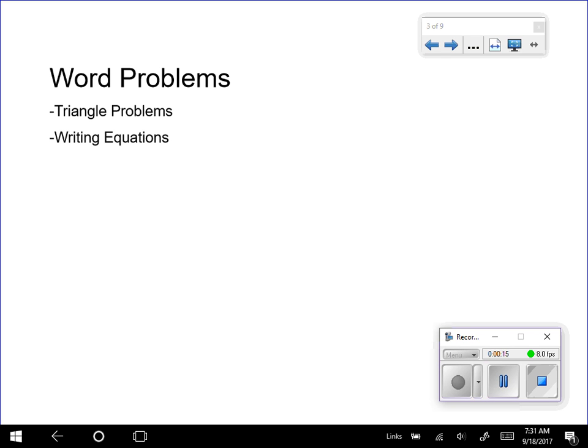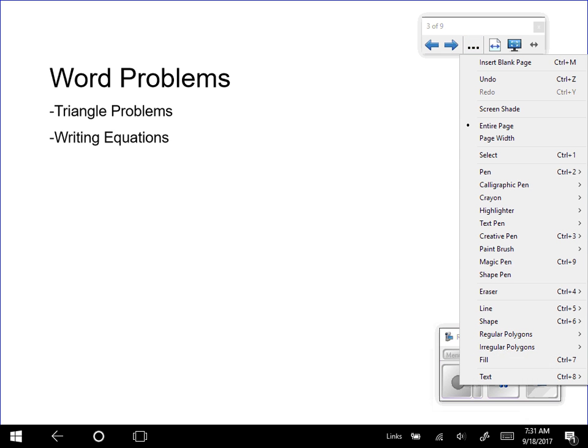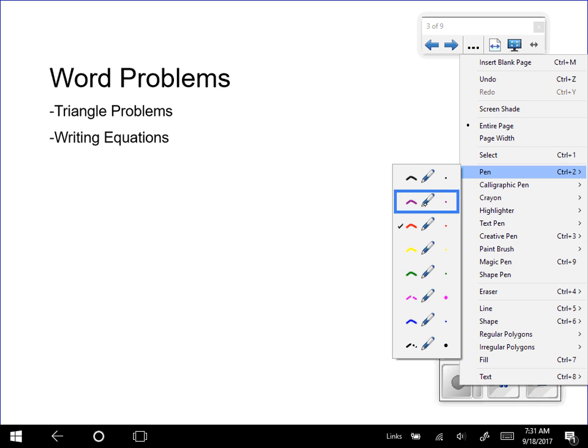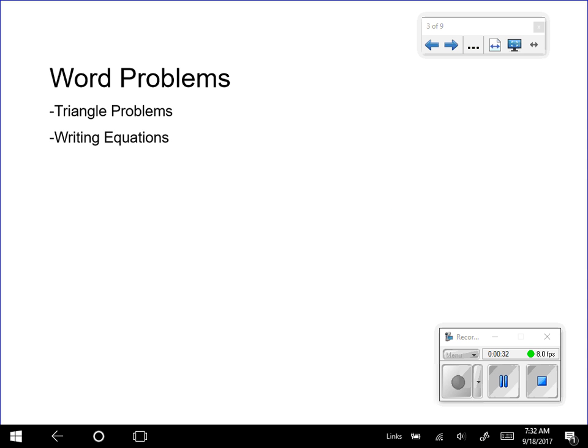We're also going to look at some triangle problems, maybe even some other types of figures similar to those triangle problems. We've already done some of those. And then we are also going to look at writing equations from a sentence. So there's a little bit of prior knowledge we're going to use today, but most of this is not new. We're just applying what we know, and we're going to practice this tomorrow.